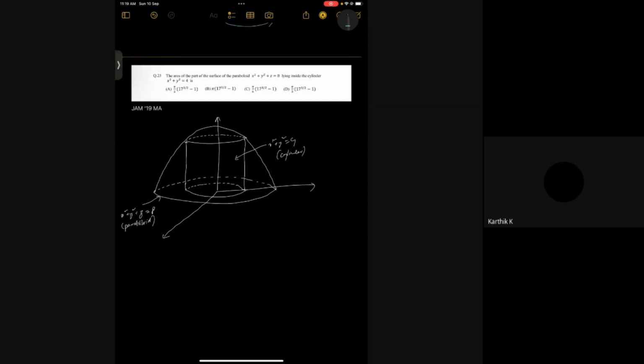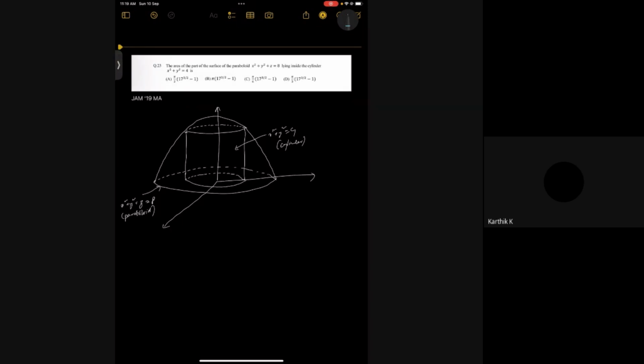Okay, so the answer is pi by root 2. The next problem is we are asked to find, okay, let's see what the question is. The area of part of the surface of paraboloid x squared plus y squared plus z equal to 8 lying inside the cylinder x squared plus y squared equal to 4 is what?